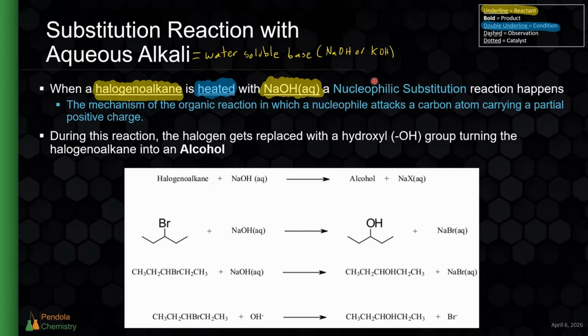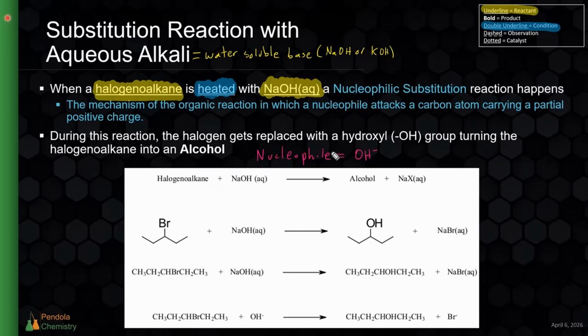Now, what is a nucleophilic substitution reaction? We just talked about it. It is a mechanism for an organic reaction where a nucleophile is going to attack the carbon in the halogenoalkane, and it's going to replace or substitute the halogen because the carbon carries that partial positive charge. During the reaction, the halogen gets replaced with a hydroxyl group, because when we use sodium hydroxide or potassium hydroxide, when we use an alkali in this reaction, the nucleophile for that alkali is going to be the OH- ion. So in this particular scenario, the nucleophile is going to be the hydroxide ion.